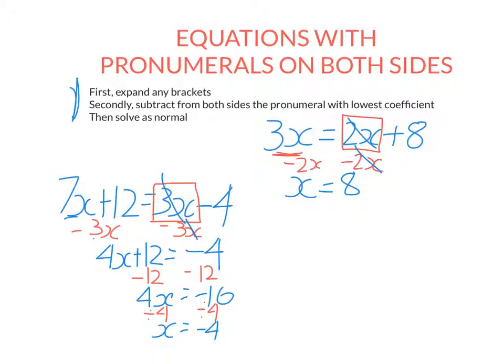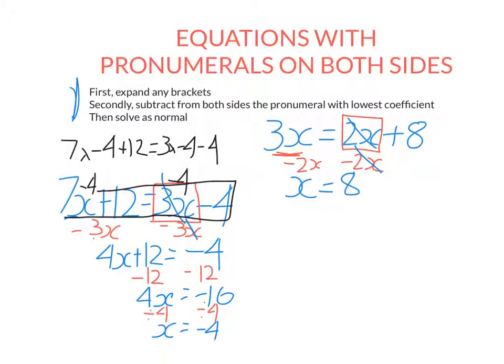So if I were to substitute negative 4 here and here, I'd get a true statement. The left-hand side is 7 times minus 4 plus 12, which is negative 16. The right-hand side is 3 times negative 4 minus 4, which is negative 16. That's a true statement. 7 times negative 4 plus 12 does equal 3 times negative 4 minus 4. So if I substitute x is minus 4 into the original equation, I get a true statement. Therefore, that's the solution.